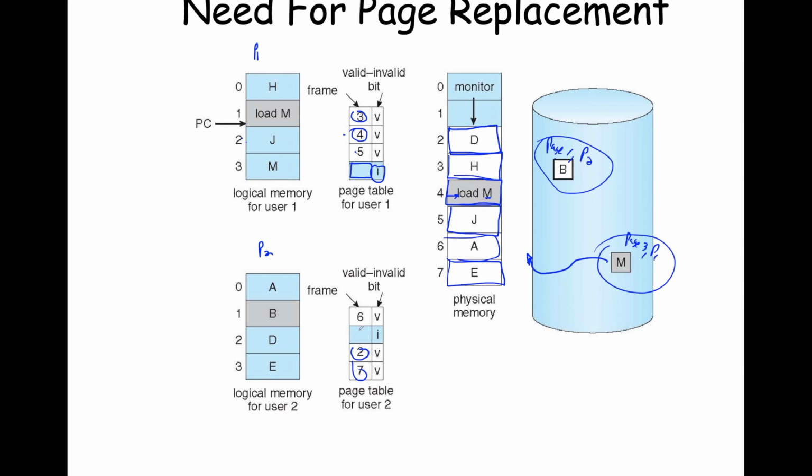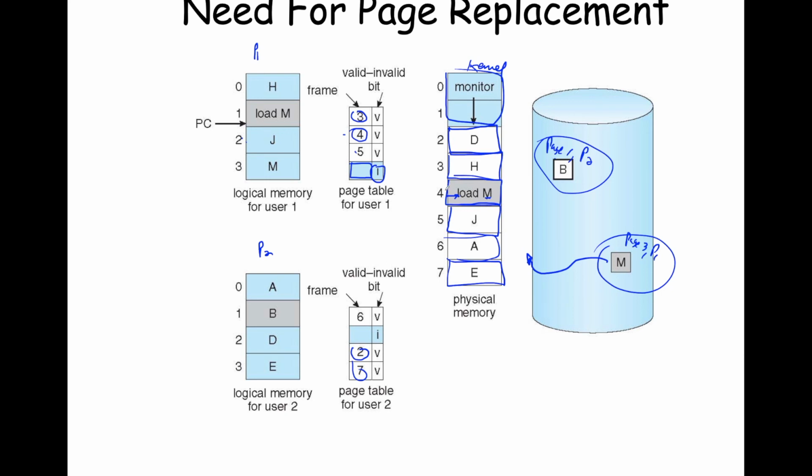And so here we have page 1 for process P2, the contents B, it's not loaded. And we have page 3 for process P1, it's not loaded. It's in the backing store. And we also have in the first 2 pages, page 0 and 1, the monitor or the kernel. The monitor is another name for the kernel. And so here we see all of the frames in physical memory are occupied.